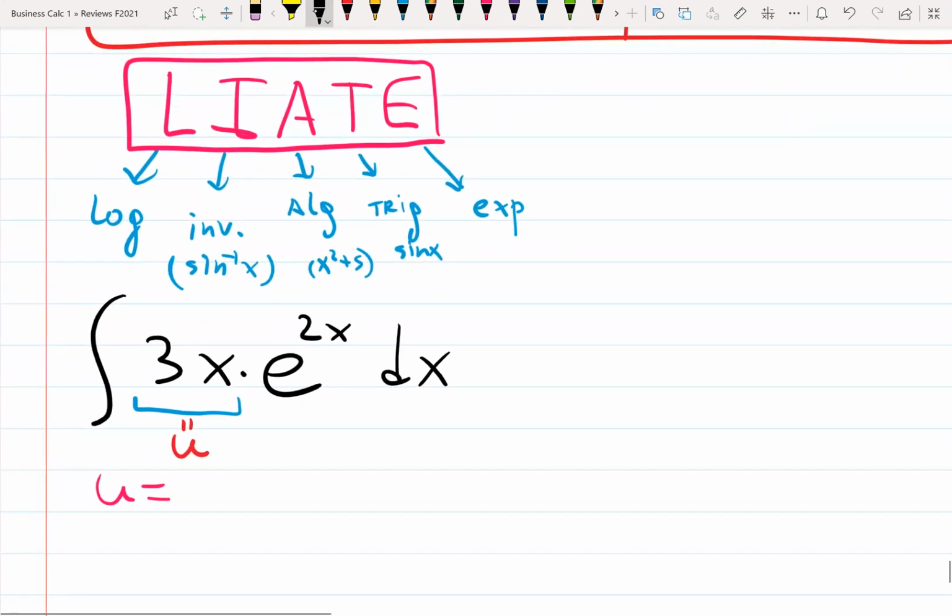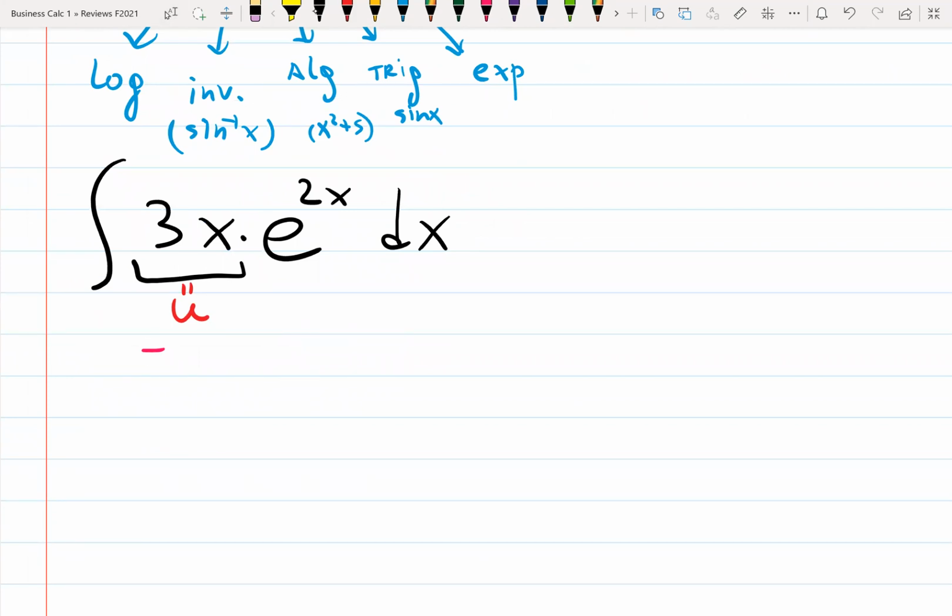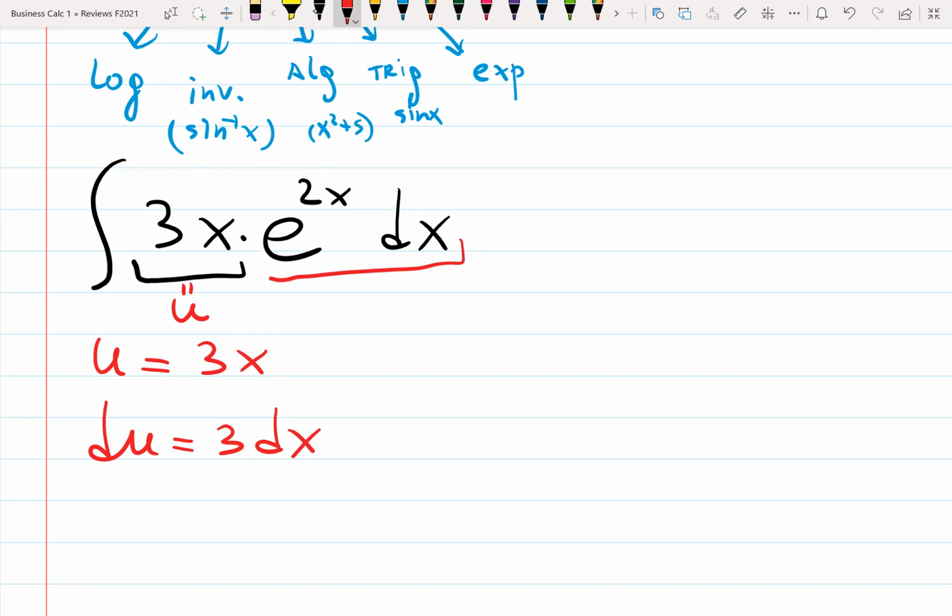3x times e to the 2x. I'm choosing u to be 3x. Integration by parts is interesting because you perform differentiation and integration at the same time. Let 3x be u, du will be 3 dx. Everything else now is required to be dv, so it doesn't have a choice. You don't choose dv, dv is everything else.